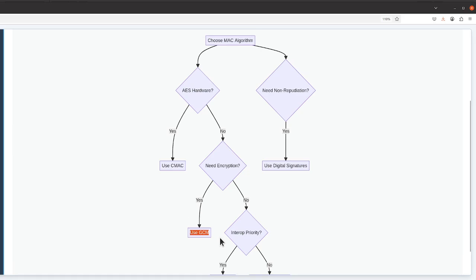SipHash is designed for hash table keys and provides protection against hash flooding attacks. It is not intended for general message authentication but is perfect for its specific use case. BLAKE2 in MAC mode is a modern hash function that can be used for authentication. It is faster than SHA-2 in software and has a simpler design. Choose BLAKE2 when you want modern cryptography and are building new systems without legacy compatibility requirements.